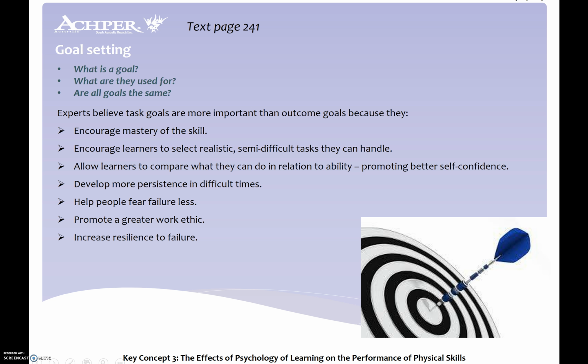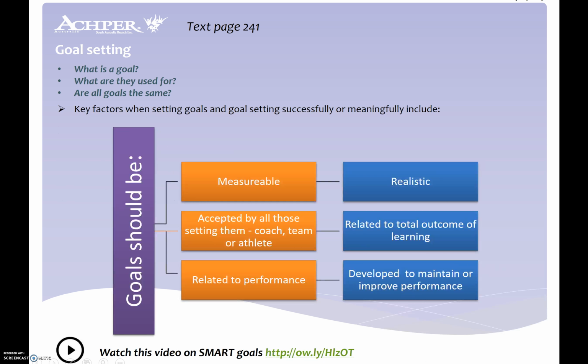Okay, so experts believe that task goals are more important than outcome goals because they encourage a mastery of the skill. They encourage learners to select realistic, semi-difficult tasks that they can handle. They allow them to compare in relation to ability, develop more persistence, and help people fear failure less and promote greater work ethic.